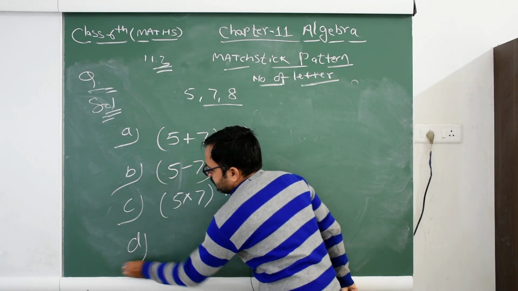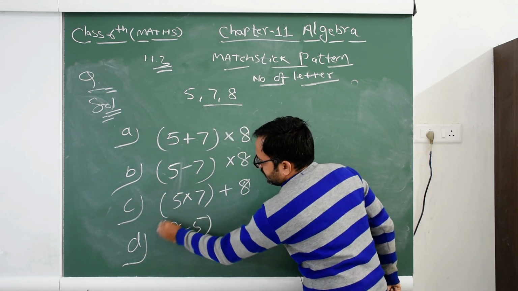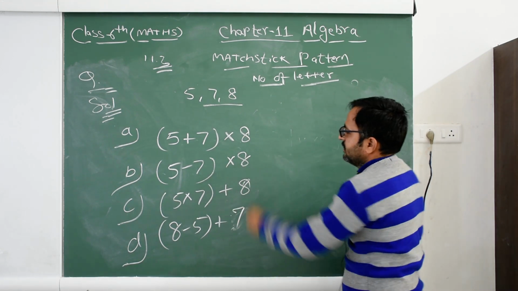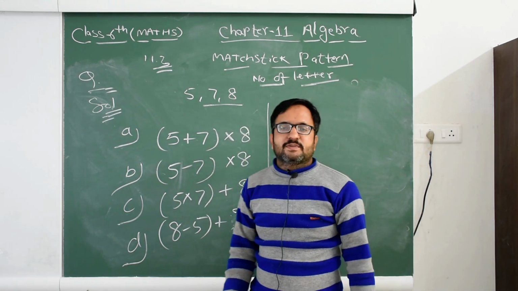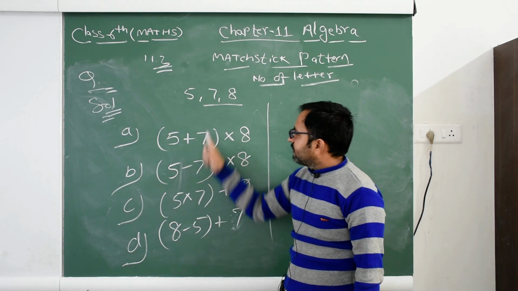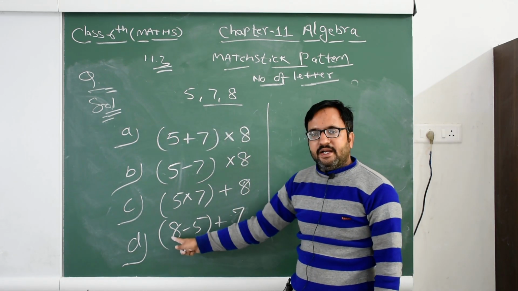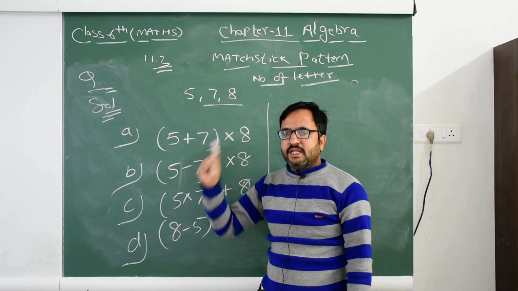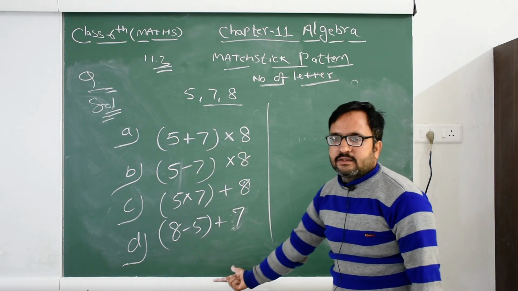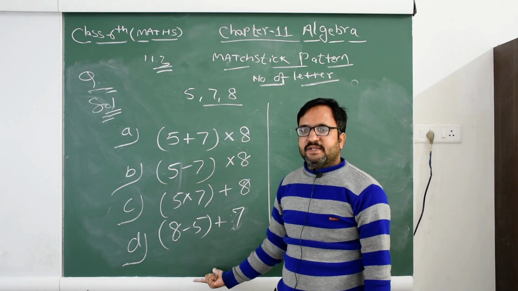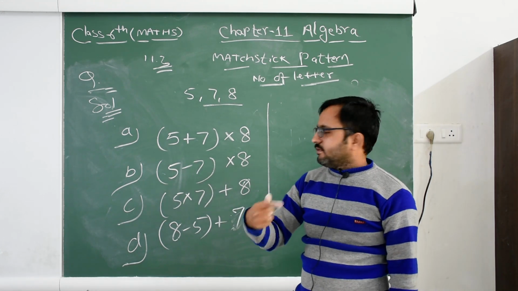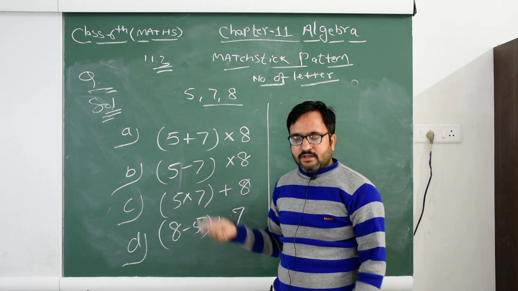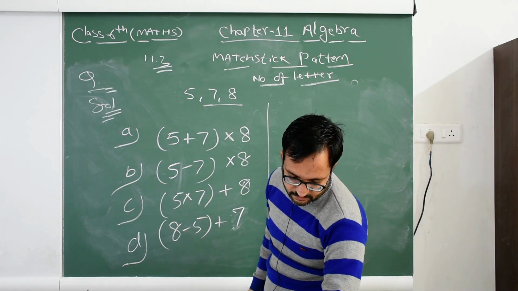Also 8 minus 5 plus 7. So we use different types of expression, but use only 5, 7 and 8, and only perform addition, subtraction and multiplication in a particular expression. So there are four types of expression, and we can make different types rather than these.